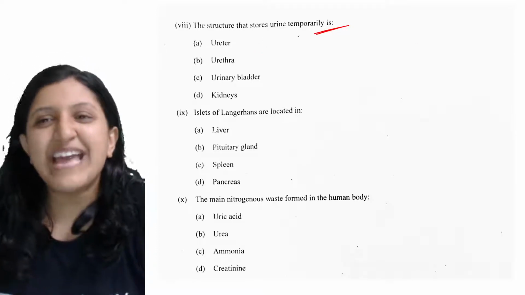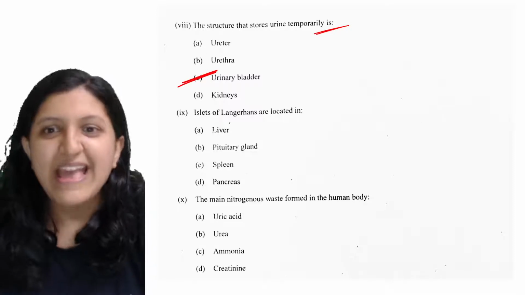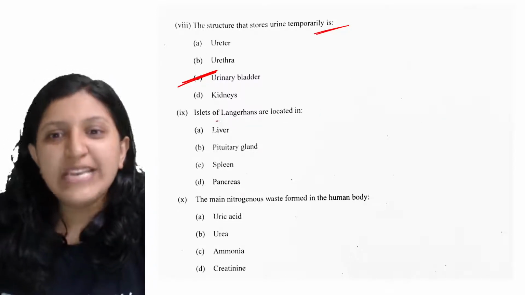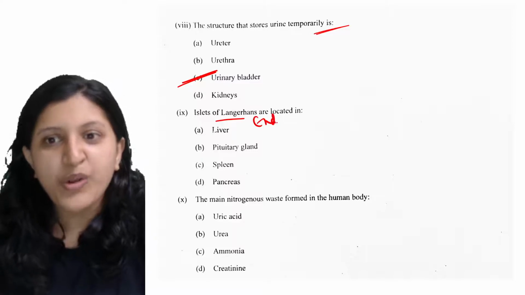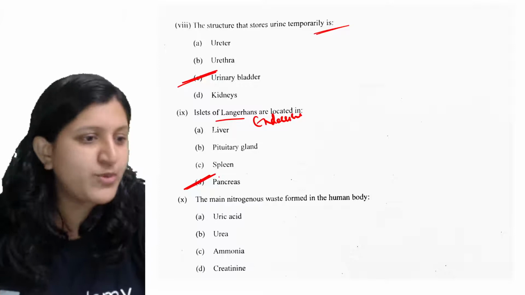Okay, so the structure that stores the urine temporarily is the urinary bladder. Okay, then islets of Langerhans are located. So these are basically the endocrine part of the pancreas. So you can go with the option D here.